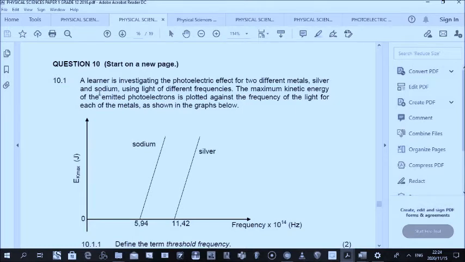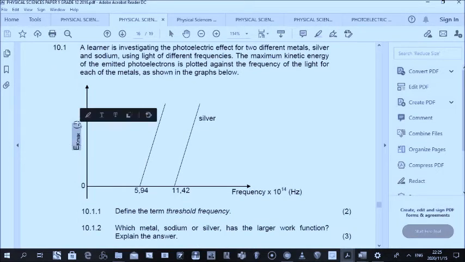So question 10, the last question. A learner is investigating the photoelectric effect for two different metals, silver and sodium, using light of different frequencies. So we're looking at the photoelectric effect for two different metals, sodium and silver, and we're using light of different frequencies. The maximum kinetic energy of the emitted photoelectrons is plotted against the frequency of the light for each of the metals, as is shown below.